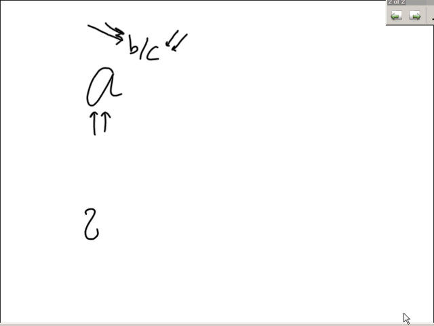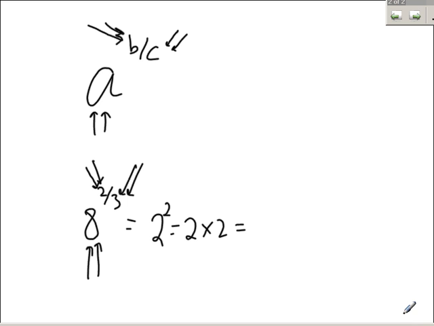If somebody asks you what is 8 to the 2/3, you have to answer 2 questions. What times itself 3 times gives you 8? The answer is 2. 2 times 2 times 2 is 8. Now take that answer. What is that answer times itself 2 times? That is, what is 2 times 2? 4. That's what it's asking.